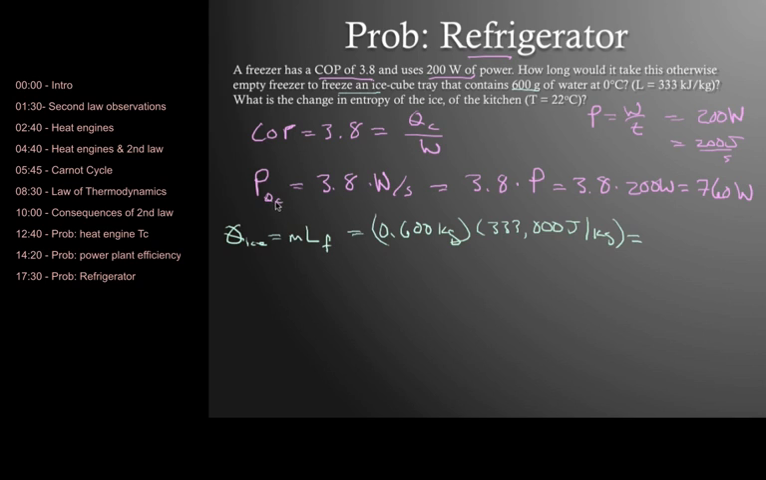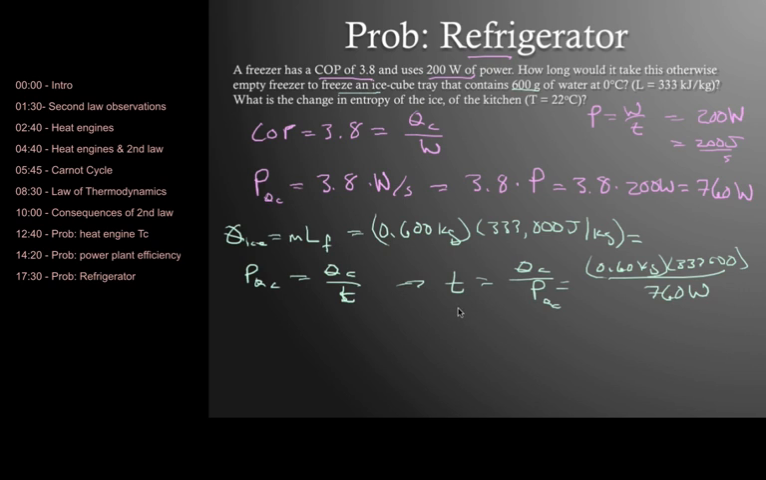So then we take this power of the heat being pulled out, P_QC, which is equal to QC over the time. And we want to solve for this time. So then this time is going to be equal to QC divided by the power P_QC. So this is equal to 0.60 kilograms times this 333,000 joules all over this 760 watts. So then this t is equal to 260 seconds.